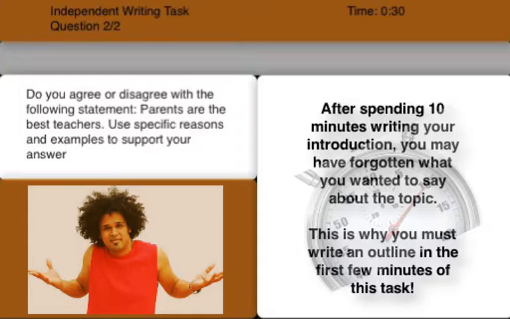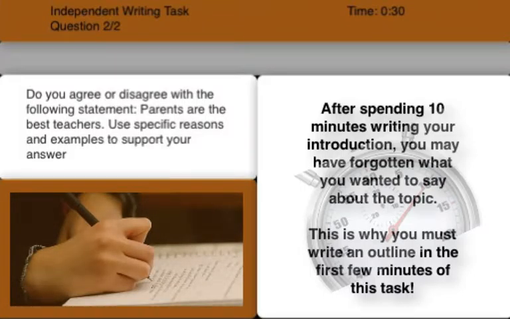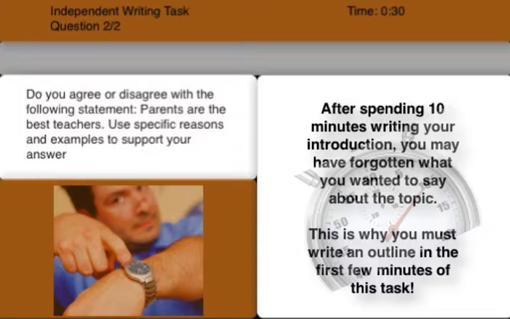You should realize now that after spending 10 minutes writing your intro, you may have forgotten what you wanted to say about the topic. This is why it is so important to make a quick outline. You will lose precious minutes trying to think of your major points if you don't make an outline in the first 2 or 3 minutes.